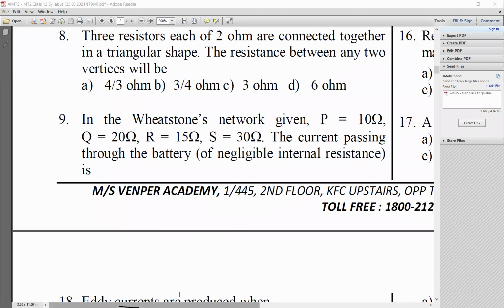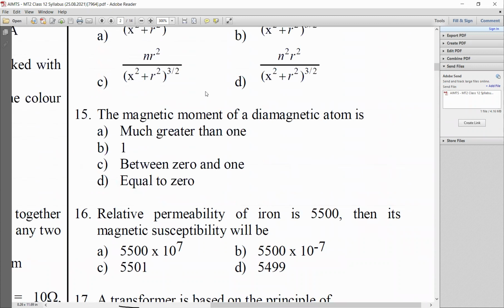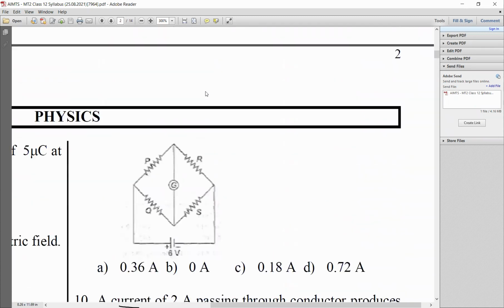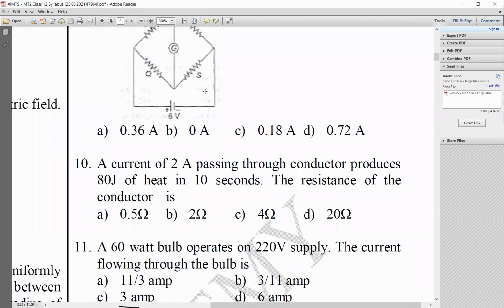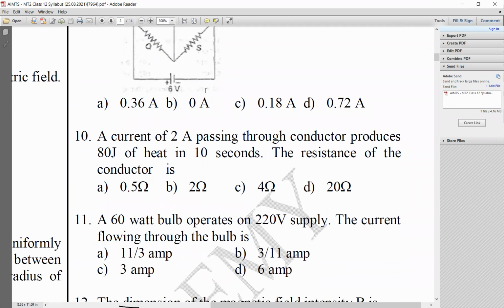Question number 10. What is given? A current of 2 ampere passing through a conductor produces 80 joules of heat in 10 seconds. The resistance of the conductor. What is the heat formula? Heat is equal to I square RT. Heat is given, current is given 2 ampere, time is given 10 seconds. I just want resistance. Very easy question. H is equal to I square RT.